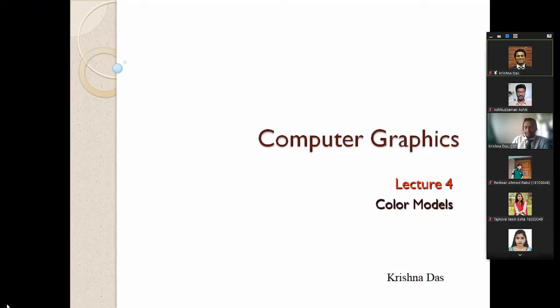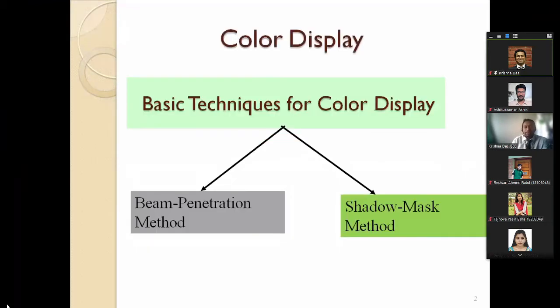Now, these different wavelengths give us the different colors, so there can be many combinations. Now, in the color display, the very common approach for the CRT based display, we have discussed the beam penetration method and shadow mask method. Can you tell me which one is for which type of graphics? Can anyone remember?